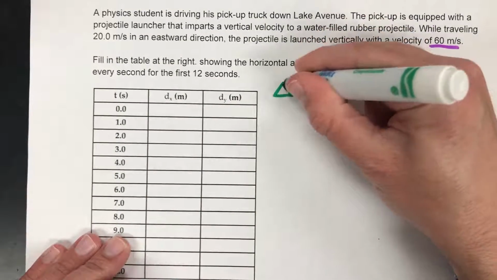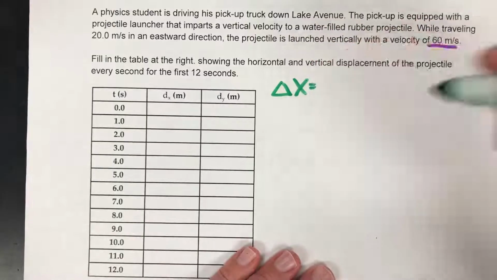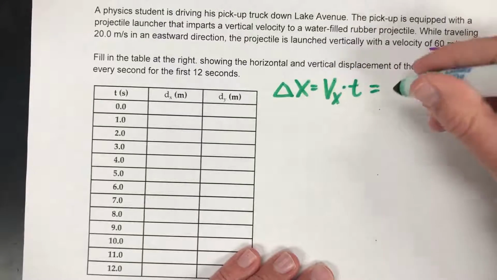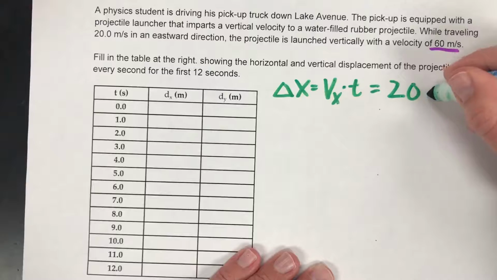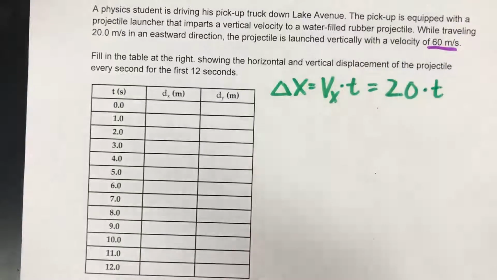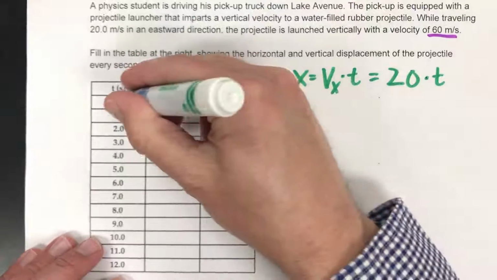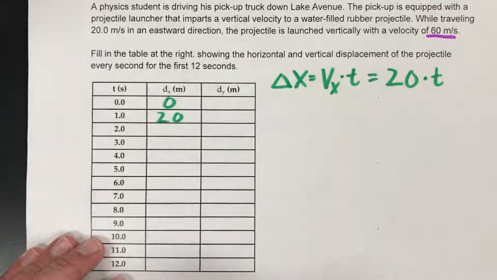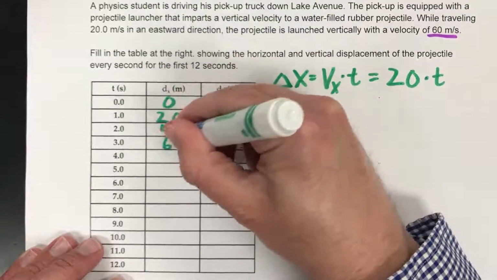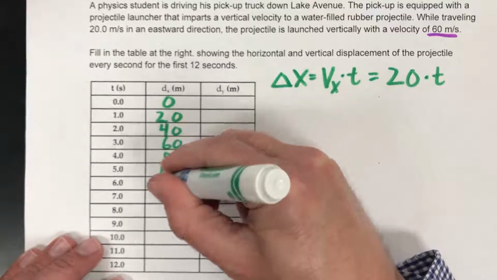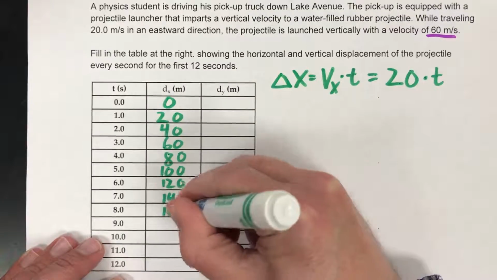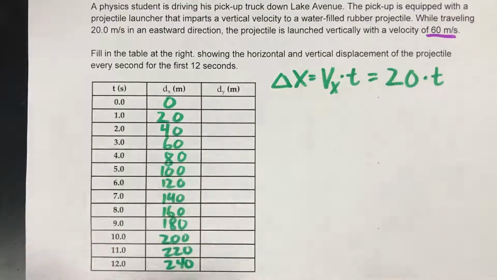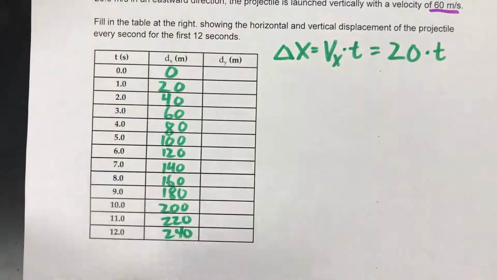So horizontally, we are going to be using this equation. Our displacement horizontally is our horizontal velocity times time. So for us, our horizontal velocity is 20, and so we will just take 20 times whatever time we're talking about to get where we are. So 0 times 20 is 0, 1 times 20 is 20, or you can just count up. We're going to go 20 meters each second, so we'll go 20, 40, 60, 80, 100, 120, 140, 160, 180, 200, 220, and 240 will be our horizontal distances there.